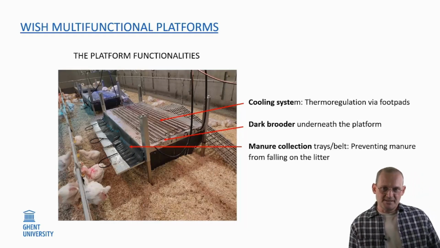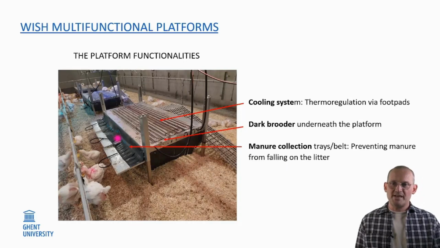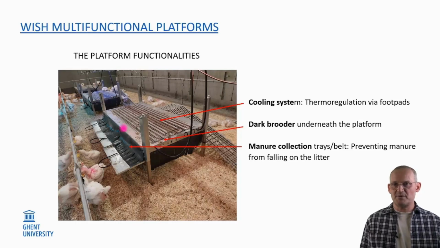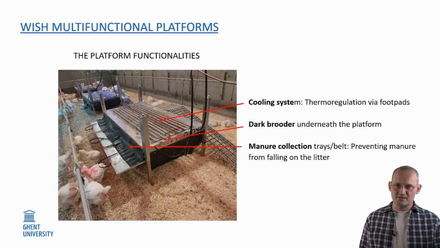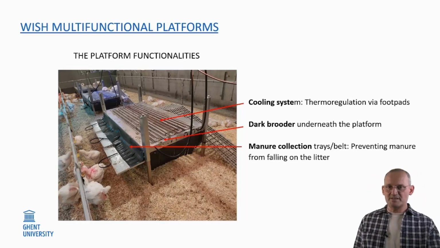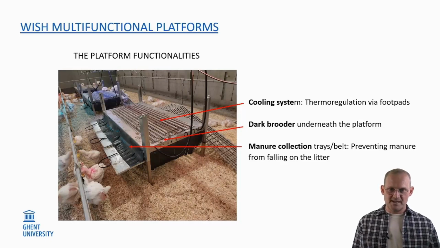And a third functionality on these platforms is manure collection. Here it is with trays that are underneath the platform, so that all fecal deposits from birds on top of the platform don't fall onto the litter, but are collected via trays. With a commercial application, it's meant that it's on a conveyor belt, so that the droppings and the manure are immediately brought out of the stable, so that it doesn't form ammonia emissions, and it also prevents the quality of the litter deteriorating too fast.